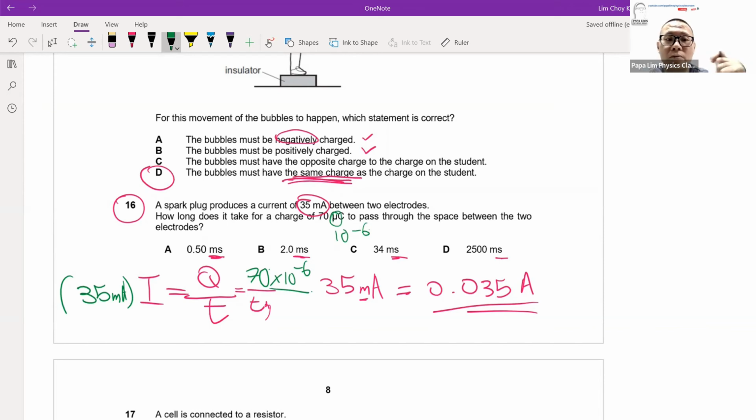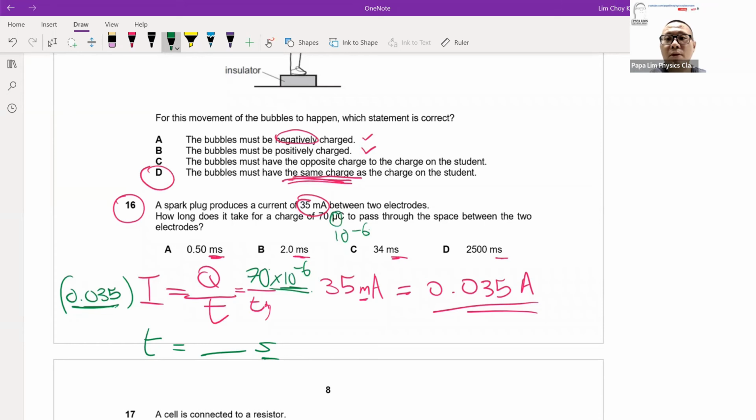If you have problems dealing with prefixes, my advice is actually to convert everything to the same SI unit. So instead of using milli here, I will just convert. Let's say if I convert, this will be 0.035. So I convert the milli to SI unit, I convert the micro to the SI unit. Then after that, I put it in my calculator. It will be in SI unit, so the time given here will be in seconds. Then after that, I will just convert the seconds to milliseconds to get the answer.